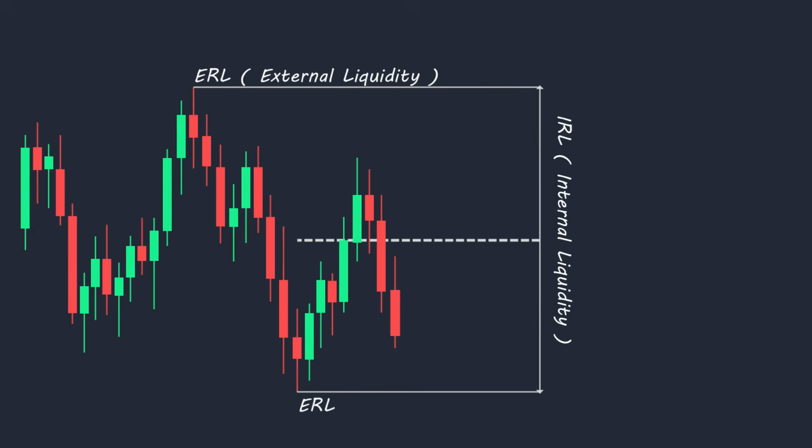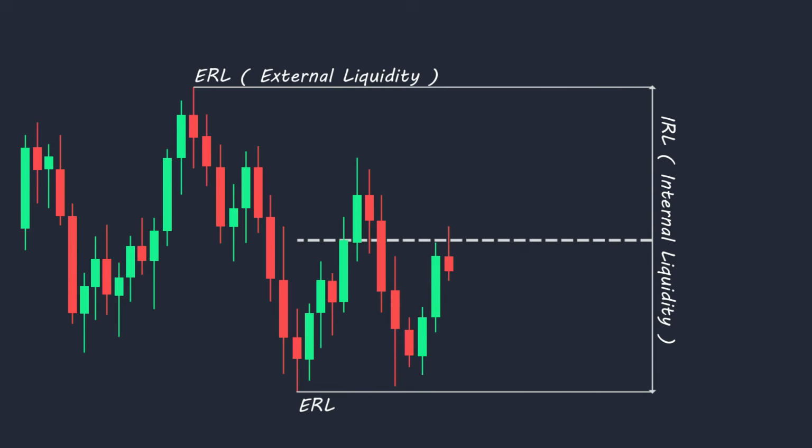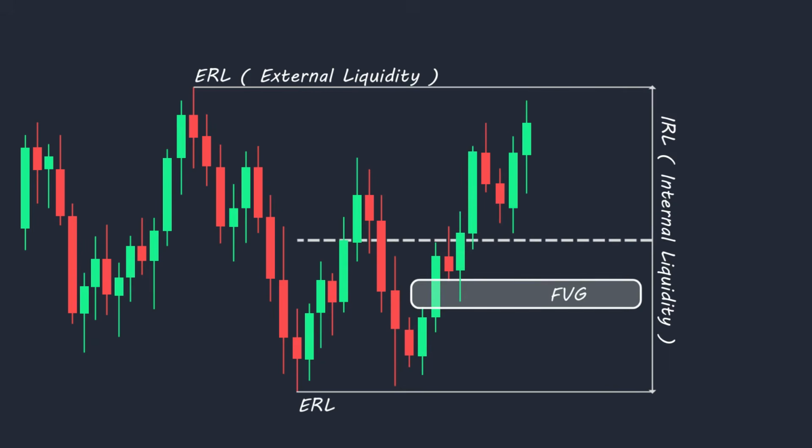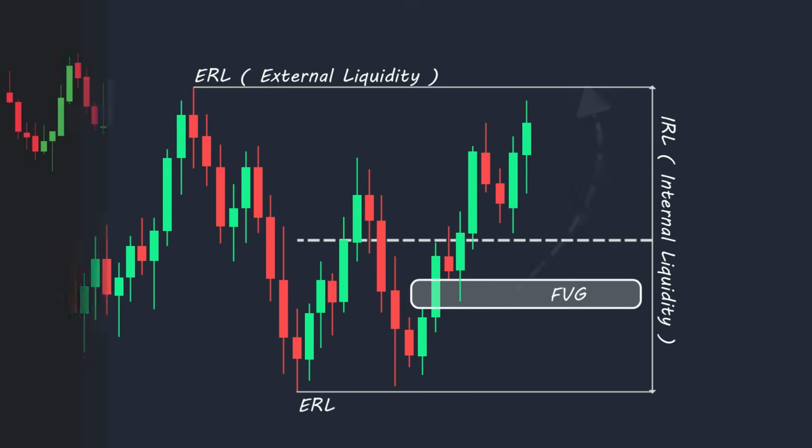External liquidity refers to swing highs and lows, toward which price constantly moves and attempts to break. These areas are usually where stop losses or buy and sell stops are triggered. On the other hand, internal liquidity refers to imbalances that appear as fair value gaps, where price reacts once it reaches those areas. Therefore, we can say that the path of price movement is from internal liquidity, or fair value gaps, toward external liquidity, which represents support and resistance levels.